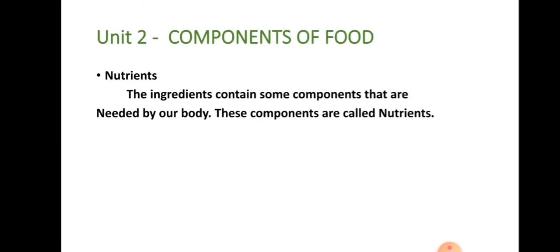Okay, these are the things we have learnt in the first lesson, and we are now moving to unit 2, components of food. Before seeing what nutrients are, we have to see what the components of food are. In the first lesson we also learnt one new term, ingredients. Ingredients are the food items, some materials that are added to the food item.